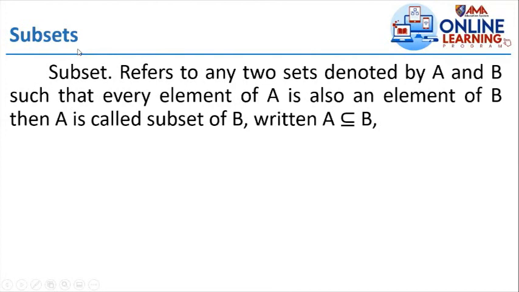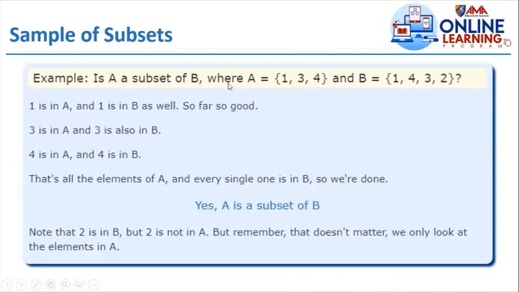Okay, we have the subset. So subset naman is just part of a set. So kumbaga, if we say A is a subset of B, lahat ng elements ni A ay makikita kay set B. So example dito, is A as a subset of B where A is with 1, 3, 4 elements and B is 1, 4, 3, 2. So as what you can observe here, itong 1, 3, 4, makikita natin lahat kay B. Yan. So that means A is indeed a subset of B. Ayan, so A is part lang siya ni B.